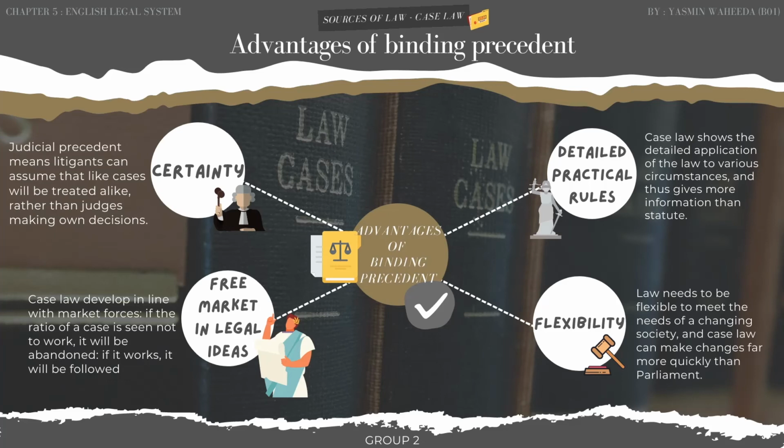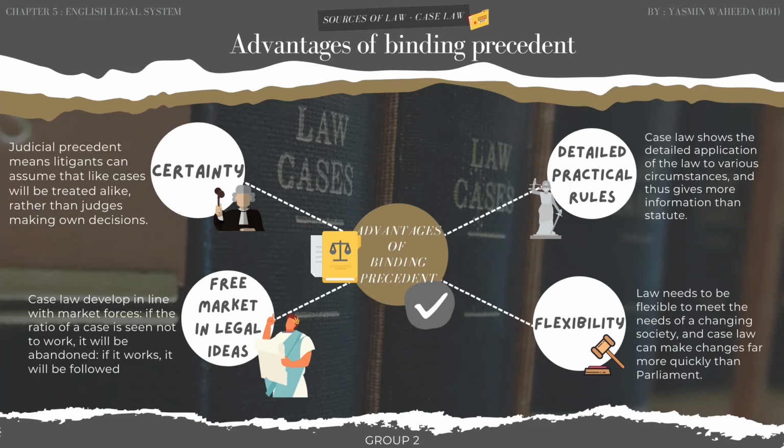Next, the second one is detailed practical rules. Case law shows detailed application of the law to various circumstances and hence provides more information than written law. Then, the third one is free market and legal ideas. Case law evolves in line with market forces. It means that if a case's ratio is shown to be ineffective, it will be abandoned. But if it is found to be effective, it will be followed. As a result, the law can change in relation to demand.